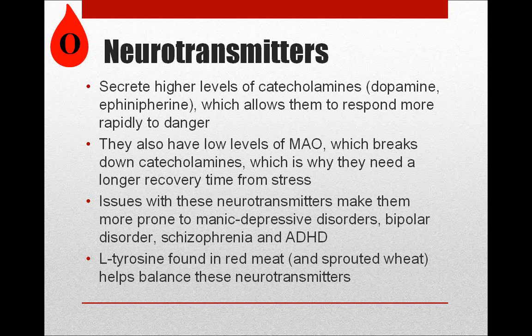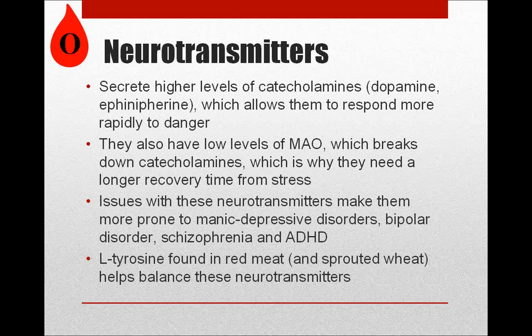O-types also have lower levels of what's called monoamine oxidase inhibitors, and that means that it breaks down those catecholamines, and they have a longer recovery time from the stress. So this whole chemical occurrence can make the O's more prone to manic depressive things, bipolar, schizophrenia, ADHD.